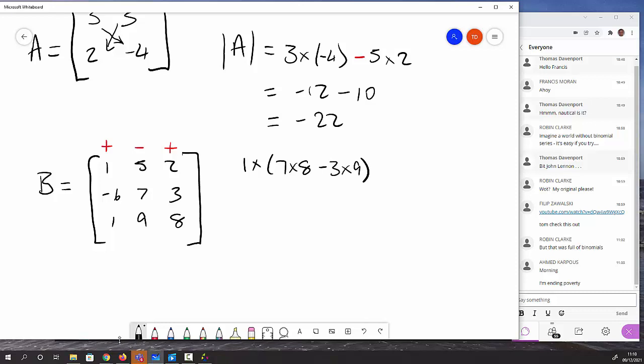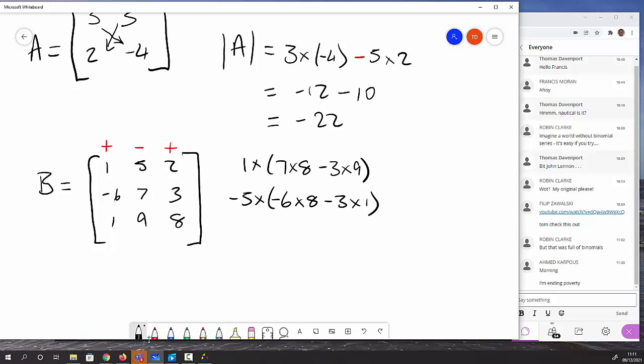Now I'm going to do the 5, only this time it's going to be minus 5, isn't it? Because we have the minus sign in front, times, and as before, I'm going to take out that row and that column, which now means I've got a 2 by 2, which is minus 6, 3, 1, 8. Okay, so I'll put those values in, so it's going to be minus 6 times 8 and minus 3 times 1, because of course I've got a plus here and a minus here in exactly the same way as the previous one. So let me just remove those. I'm going to get minus 5 times minus 6 times 8 minus 3 times 1.